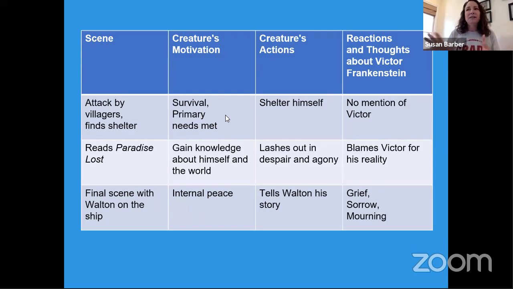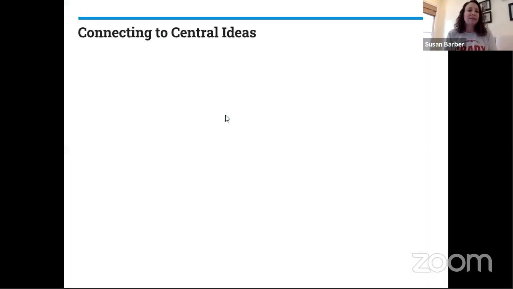And all of these things point us to bigger, broader ideas. So we've looked at specific scenes, specific words and phrases from scenes, and now we're able to think about not only how did they stand alone, but how did these work together in the creature's development, and then how do they connect to a broader understanding of the text.